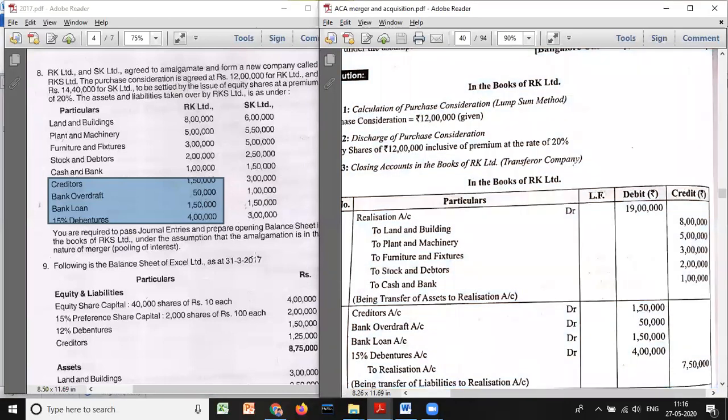But when it comes to merger, you have to take even reserve and surplus, all reserve and surplus. But when it comes to purchase method, you have to take all liabilities and only statutory reserve under realization account. Okay, the next one.